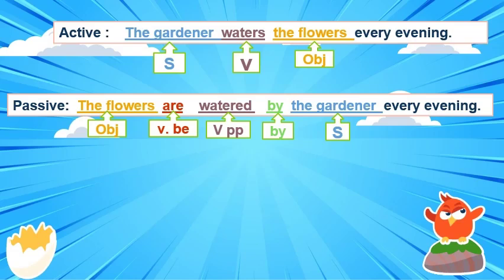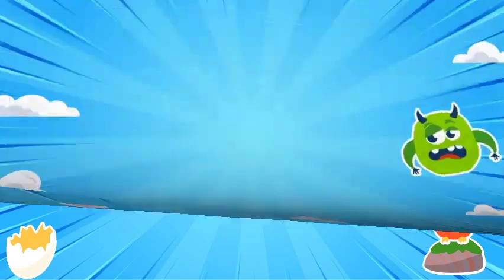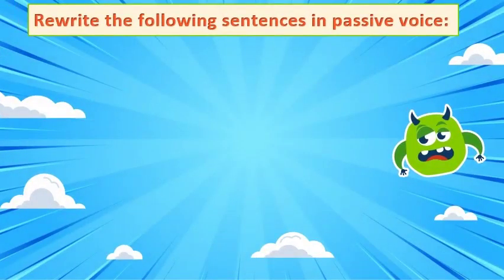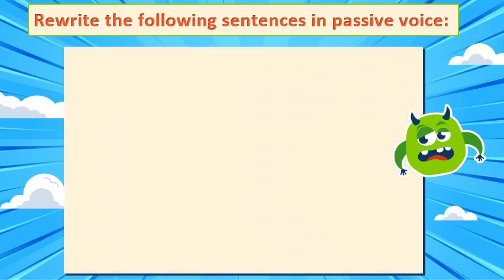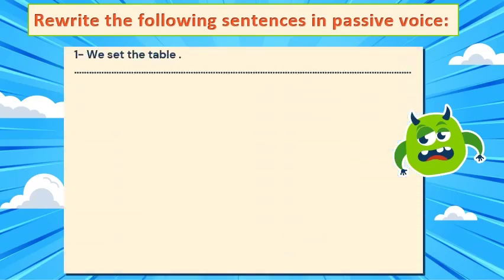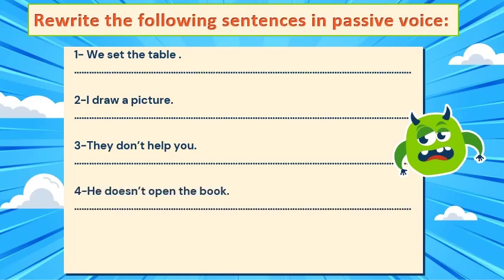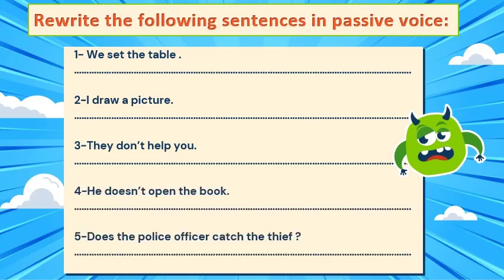Okay, so let's move here to another thing. Some examples. We write the following sentences. Number 1, we sit the table. Number 2, I draw a picture. Number 3, they don't help you. 4, he doesn't open the book. 5, does the police officer catch the thief? Let's start with the first question.